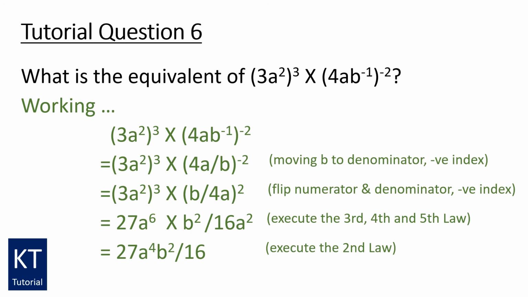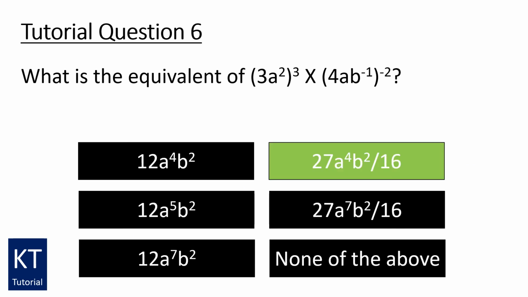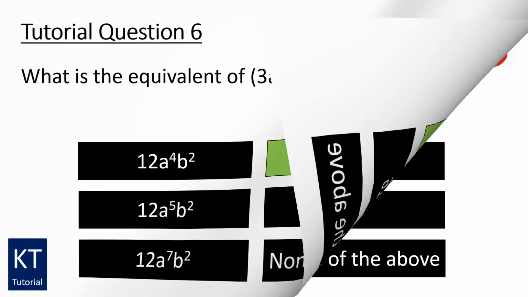First, using our understanding of negative indices, we shall move B on the right portion of the inscription to being a denominator. Second, also using our understanding of negative indices, we shall flip the numerator and the denominator and remove the negative sign from its order. Subsequent to this, we will use what we have learned from the various laws of indices to arrive at our solution. Our correct pick should be the one on the top right.